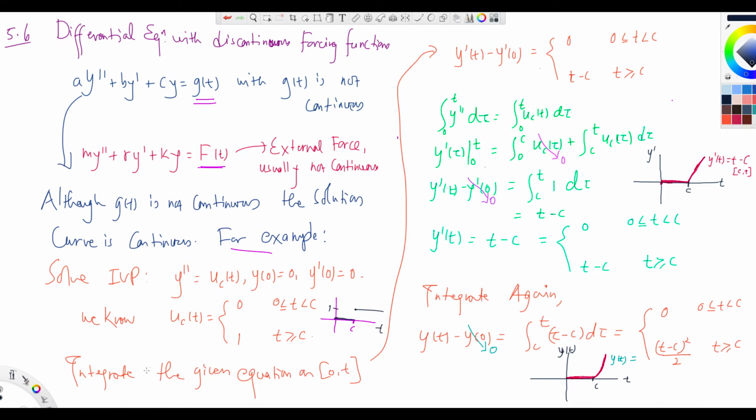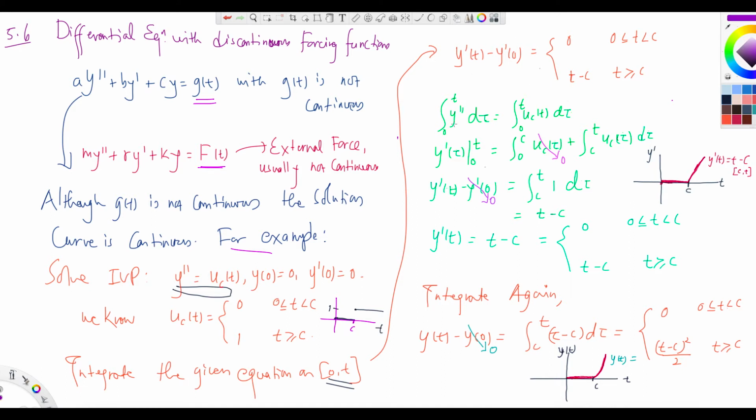So first of all, what we do is we integrate this function in the interval 0 to t. This is what you will get. y prime of t minus y prime of 0 is equal to a piecewise function: 0 for t less than c, and t minus c for t greater than c. How do I get that? This is the work for that. I integrate this equation on both sides in the interval 0 to t, okay? When I do that, what do you get?